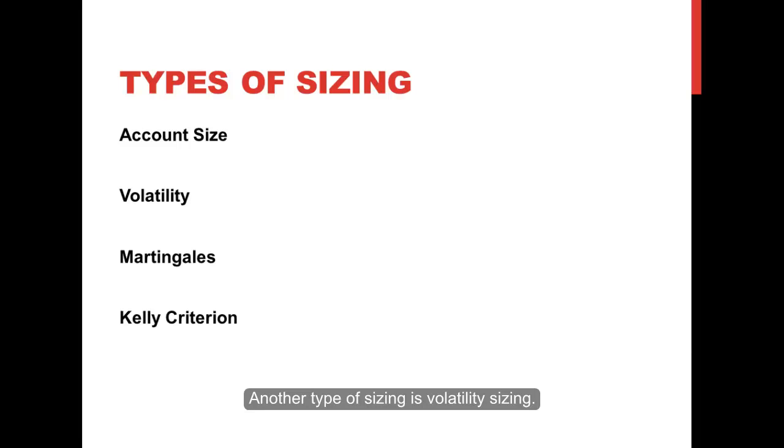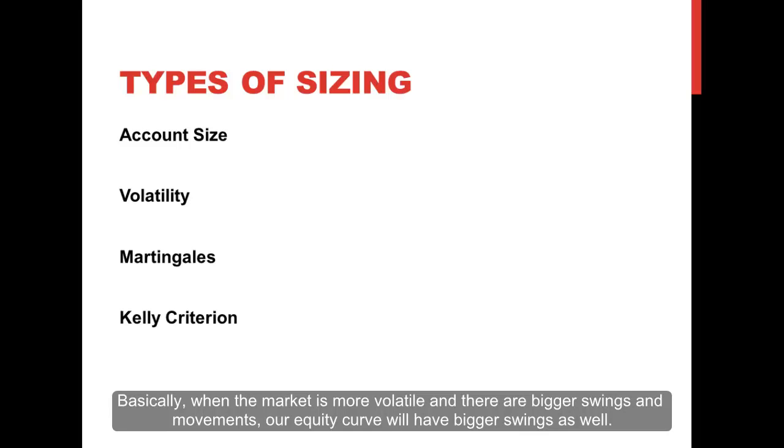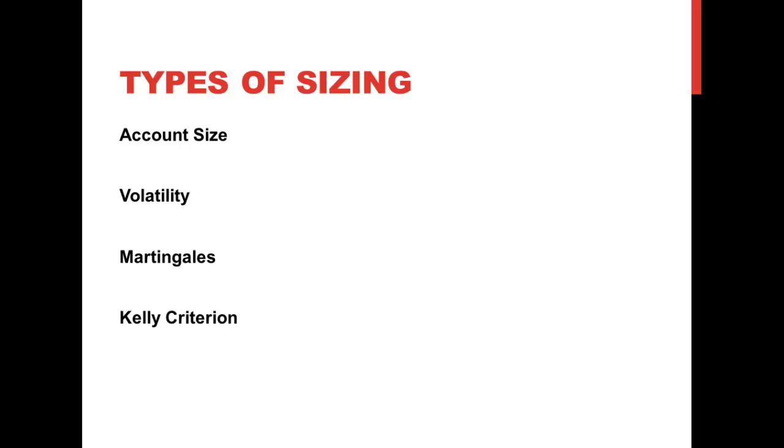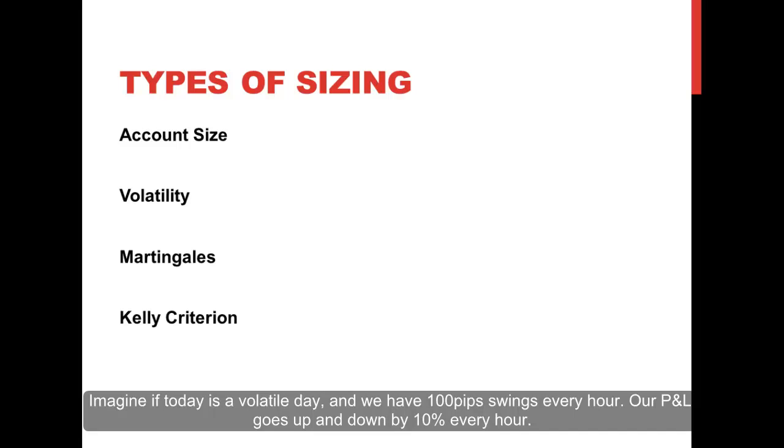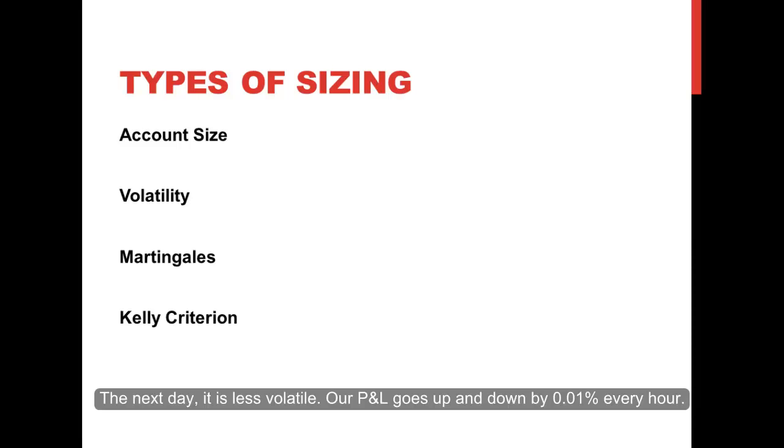Another type of sizing is volatility sizing. Basically, when the market is more volatile and there are bigger swings and bigger movements, our equity curve will have bigger swings as well. If the market is less volatile, we will expect lower volatility in our equity curve. Imagine if today is a volatile day and we have 100 pip swings every hour and our P&L goes up by 10% and down 10% and up 10% every hour. The next day is less volatile and our P&L goes up by 0.01% and down 0.01% and up 0.01%.